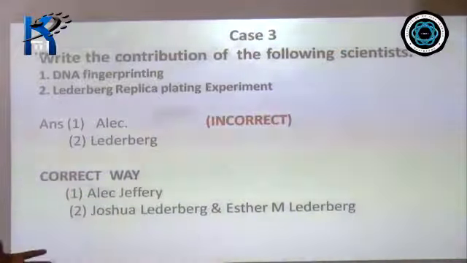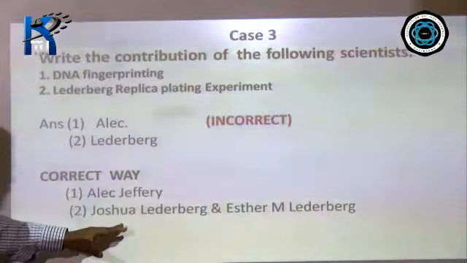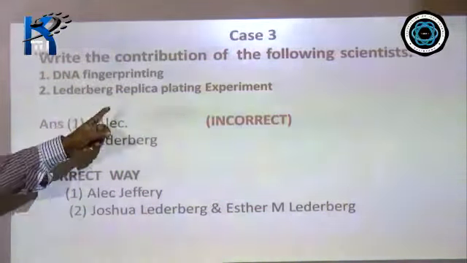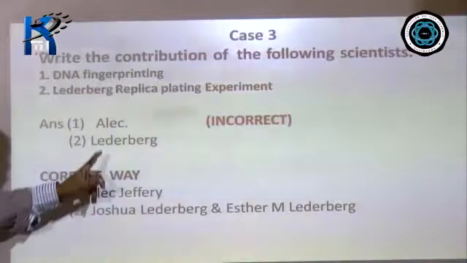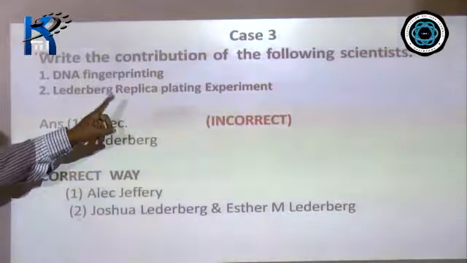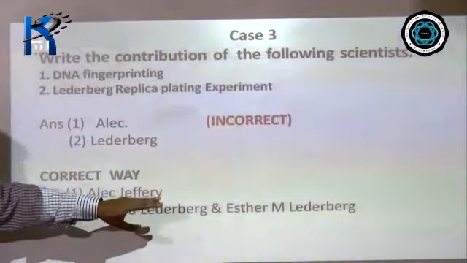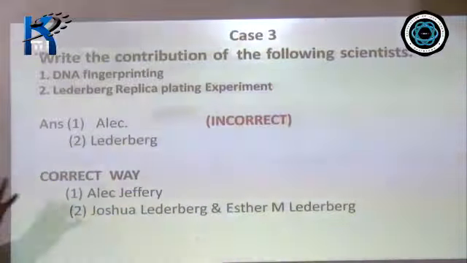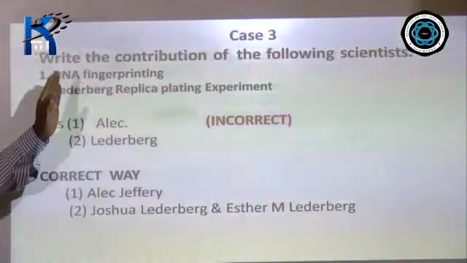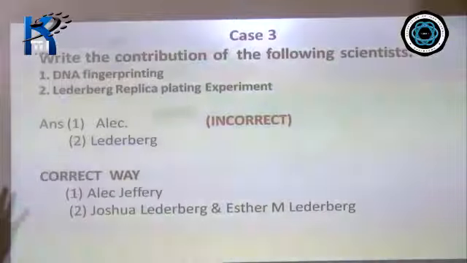Another thing is that both of them were co-scientists who experimented together on the replica plating experiment. When I say Lederberg replica plating experiment, it was by Joshua Lederberg and Esther M. Lederberg, who together did this experiment. So when you are going through the book, you have to be careful and read it carefully.